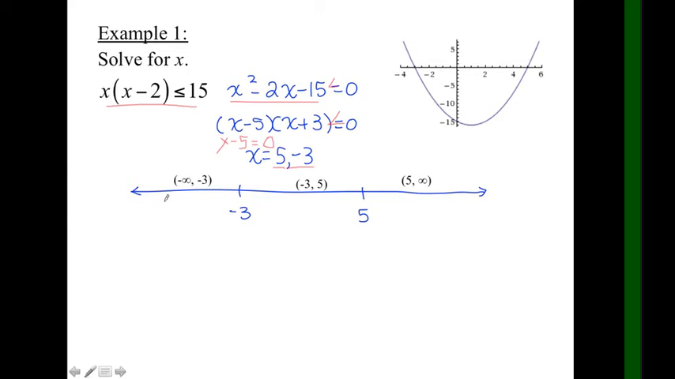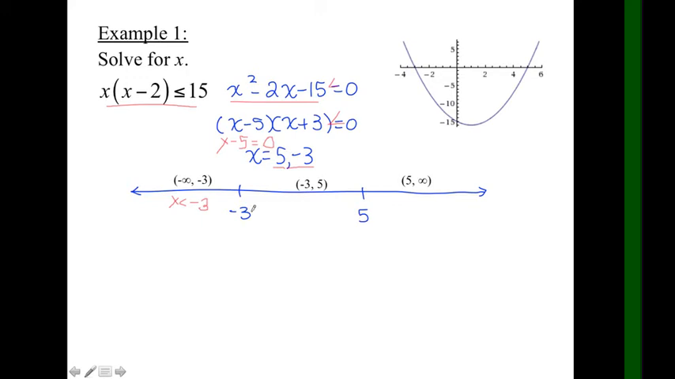So, gagawa tayo ng number line ngayon. So, we have negative 3 and 5. Obviously, we will write first negative 3 because this is smaller than 5. Okay? So, increasing yung ating order. Now, we will write negative infinity and negative 3. Ibig sabihin yan, x is less than negative 3.